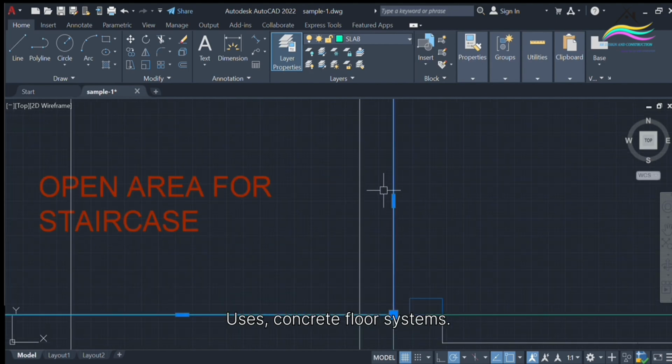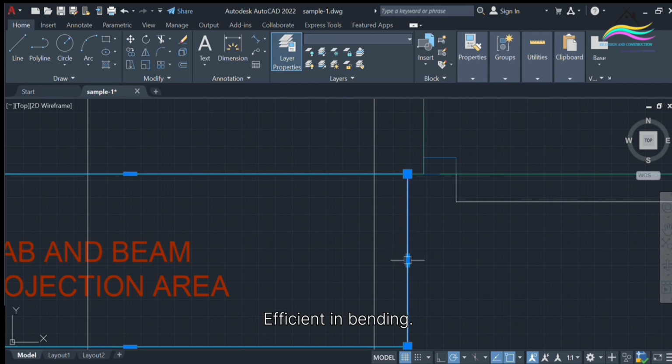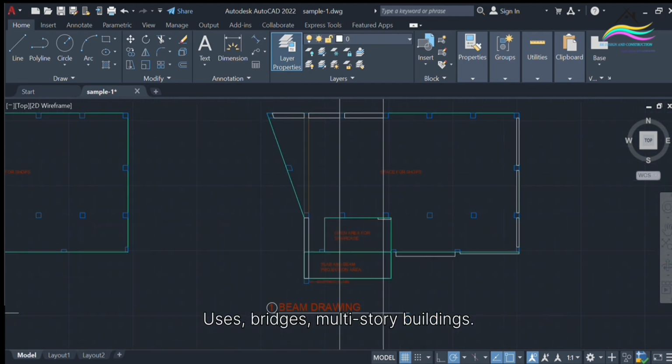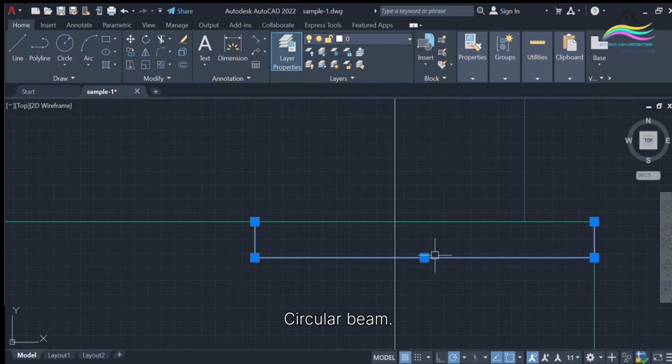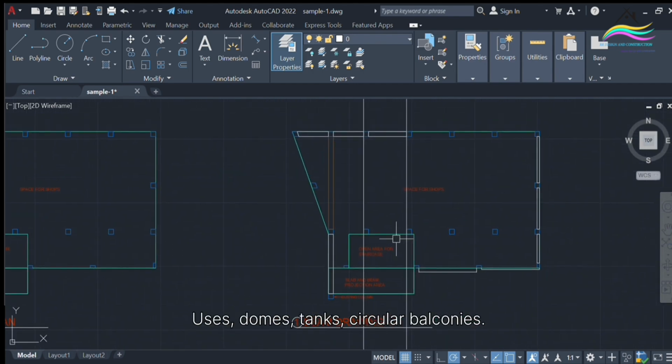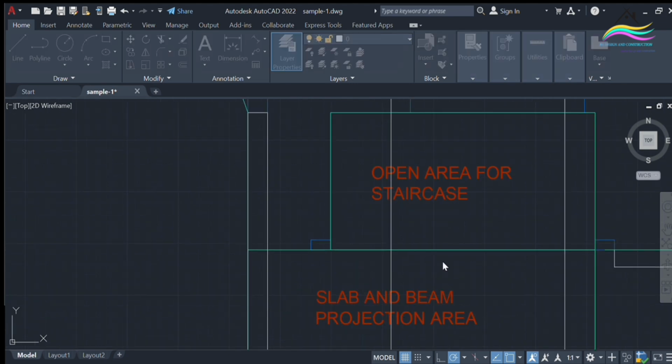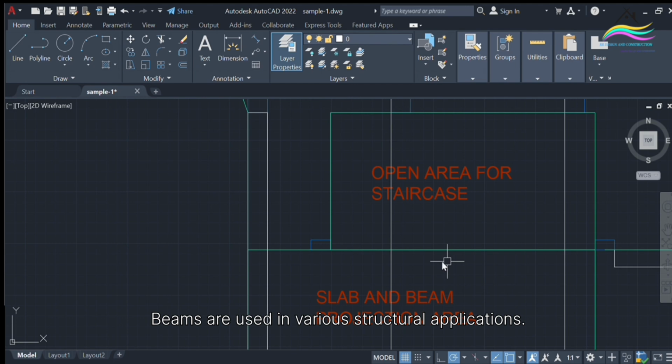Uses, concrete floor systems. I-beam. Common in steel construction, efficient in bending. Uses, bridges, multi-story buildings. Circular beam. Used in curved or circular structures. Uses, domes, tanks, circular balconies. Uses of beams. Beams are used in various structural applications.